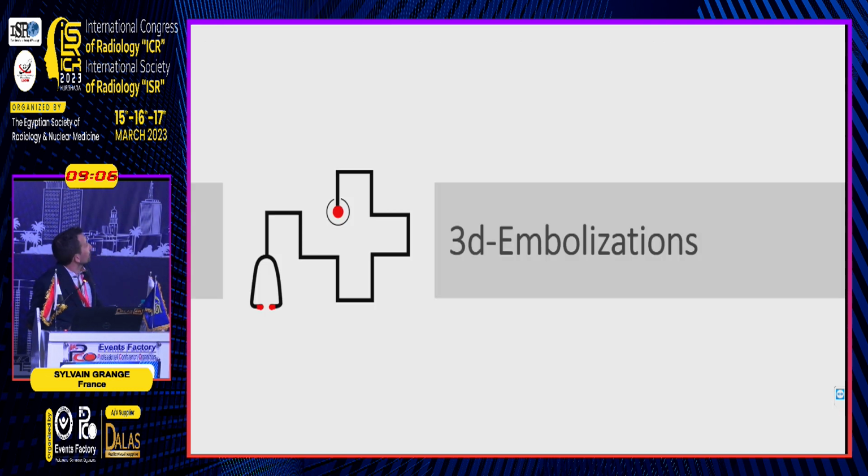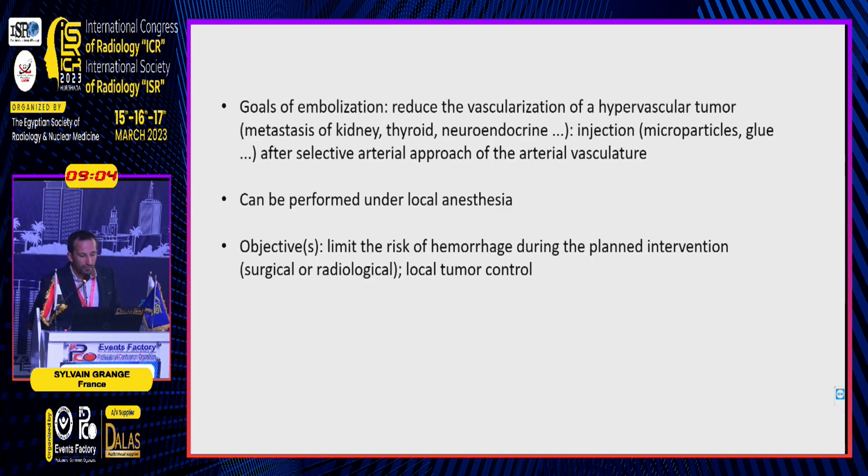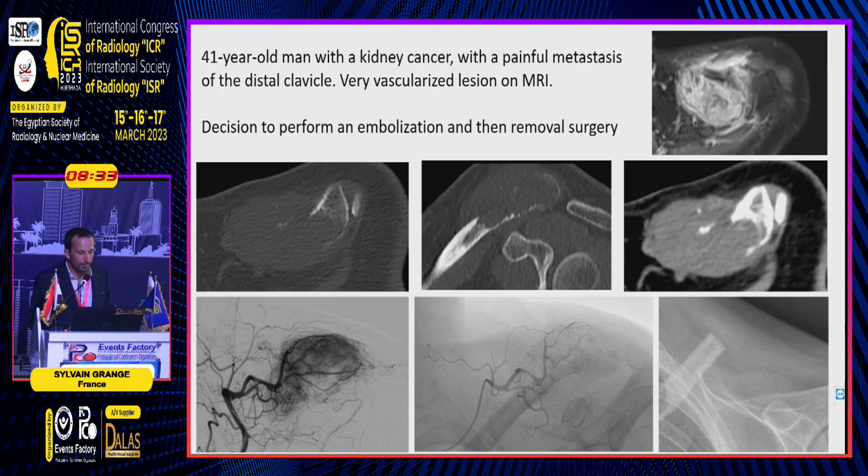Embolization. The goals of embolization are to reduce the vascularization of the tumor by injection of microparticles in general, or glue or something else, after selective arterial approach of the arterial vasculature. It can be performed under local anesthesia, and the objective is to limit the risk of hemorrhage during the peri-intervention. The intervention can be performed by a surgeon or interventional radiologist. And the other goal is to control the tumor.